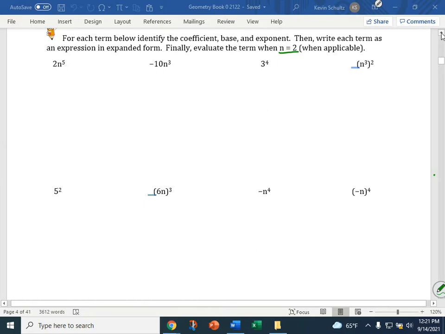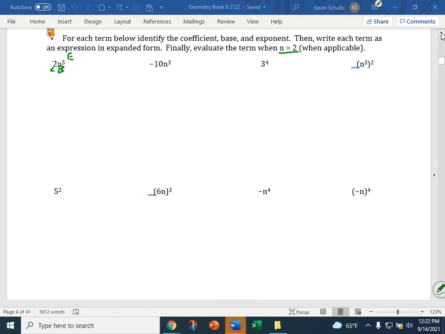The first one, 2n to the fifth. What is our coefficient in that expression? 2n to the fifth. Drake. 2. Put a little c down there. What's our base? Joey. N. We'll put a b there. And what's our exponent? 5. Mackie, 5. Put an e there.